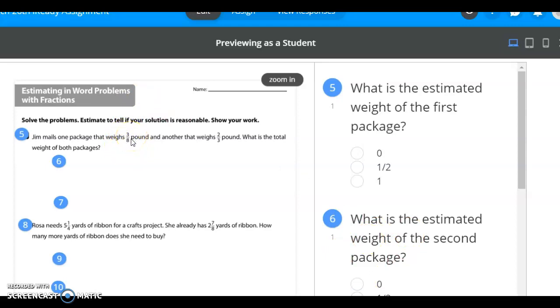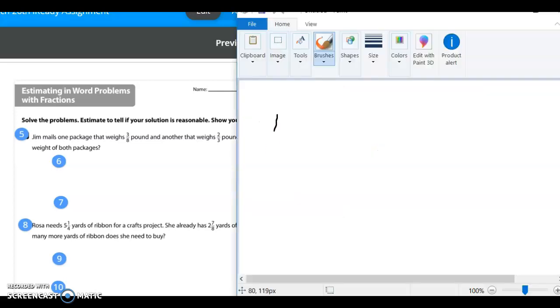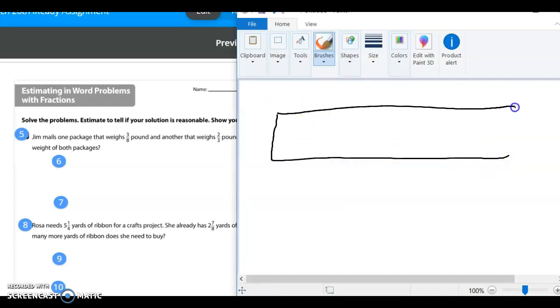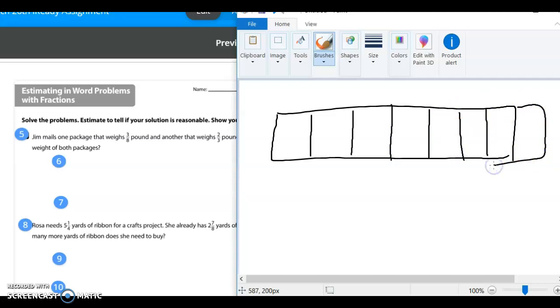So, what is the closest number to 3/8? Is it 0? Is it half? Or is it 1? So think about if you were drawing and you had 8, 1, 2, 3, 4, 5, 6, 7, 8, right? 1, 2, 3, 4, 5, 6, 7, 8. And I had 3 of them.